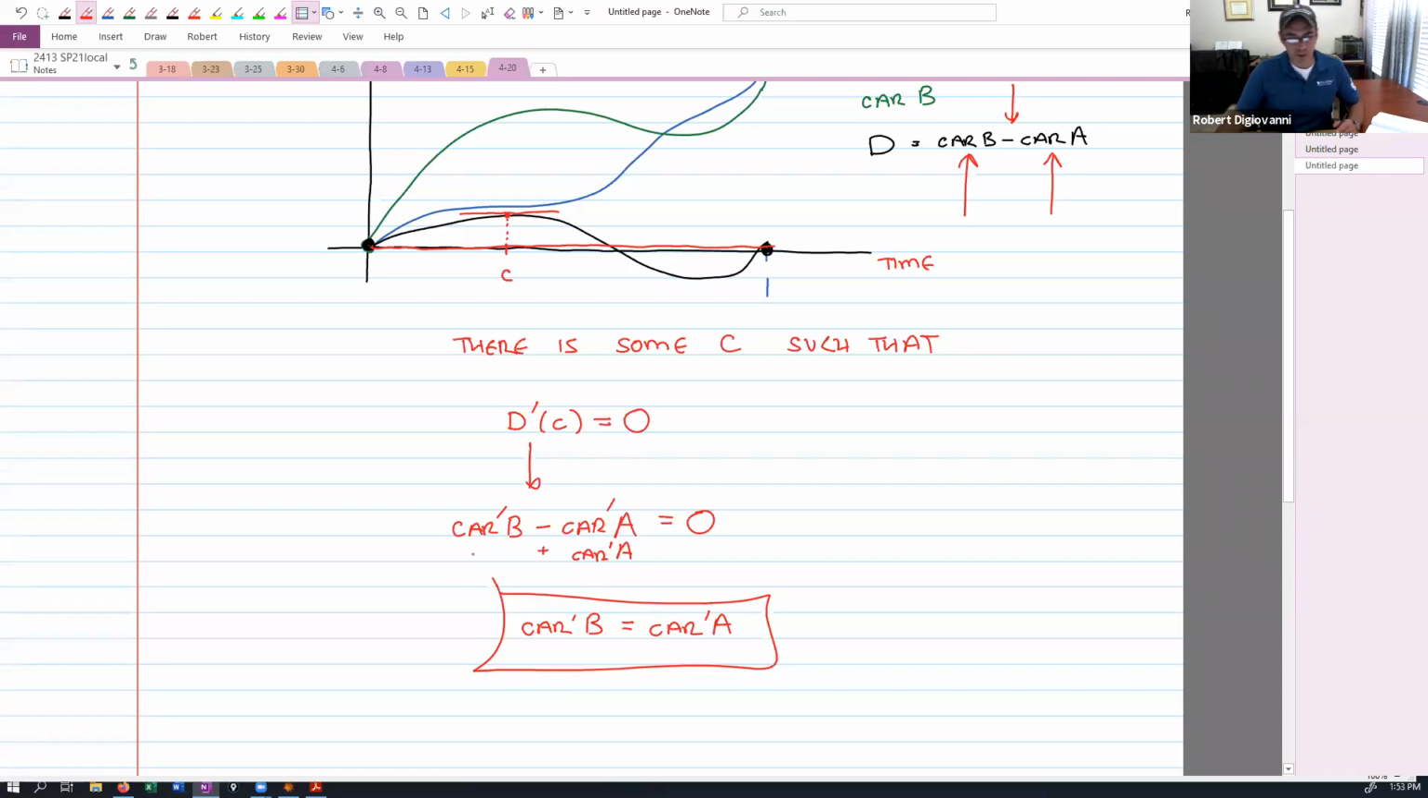Yes. So what we're saying is that at some point C, those two derivatives are the same, which means that the speed of both cars is equal at some point C. It might even happen twice, but it's guaranteed to happen at least once.